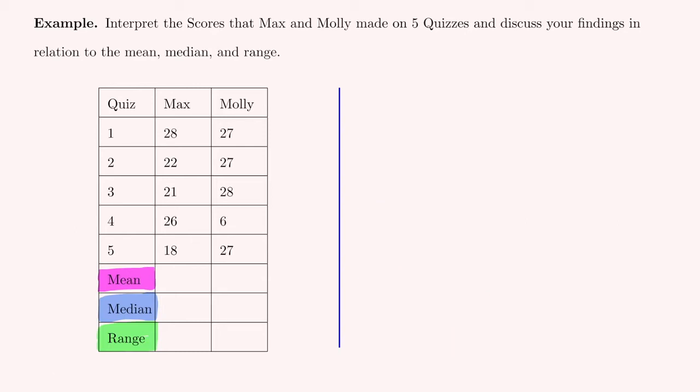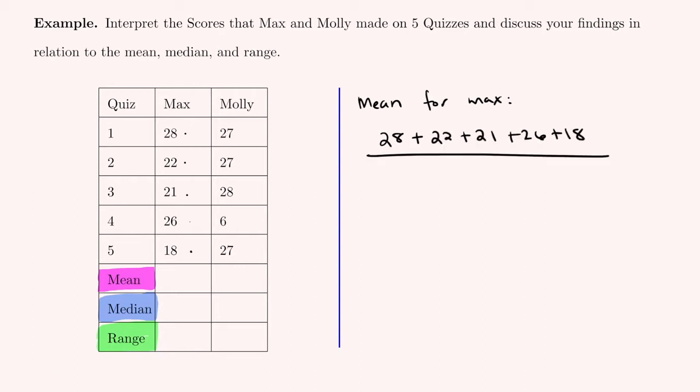So let's find the mean for Max. We know the mean can be found by adding up all the data entries and then dividing by the number of entries in the list. There's 1, 2, 3, 4, 5. And when we do that, we get 23 as the mean for Max.